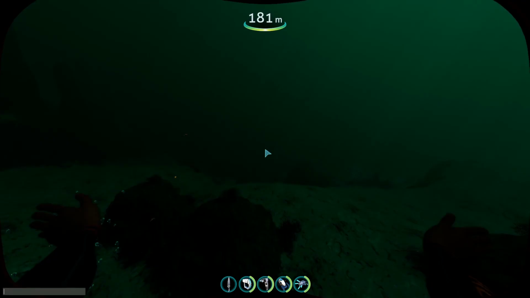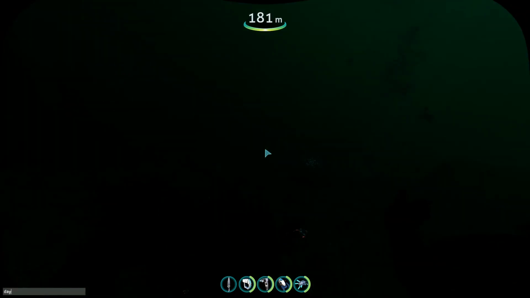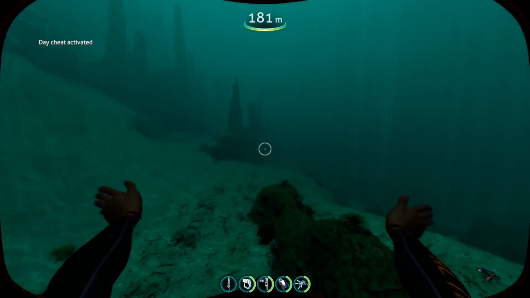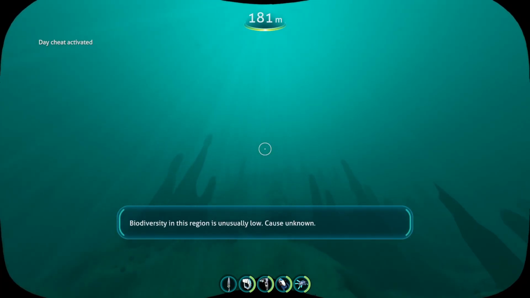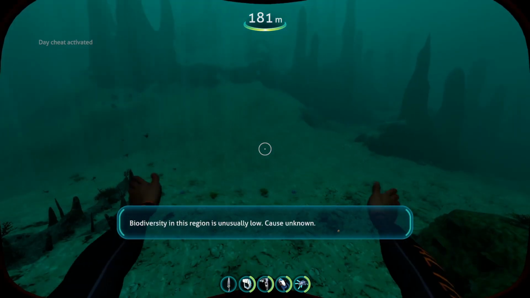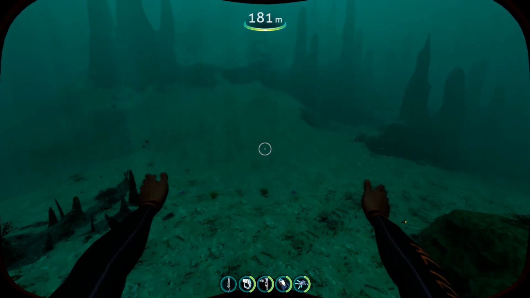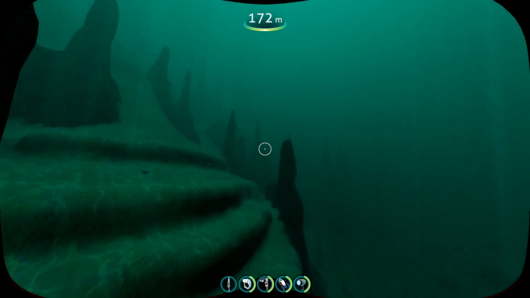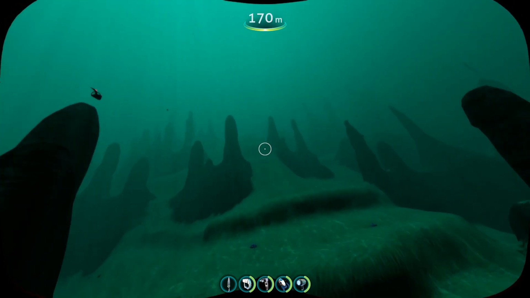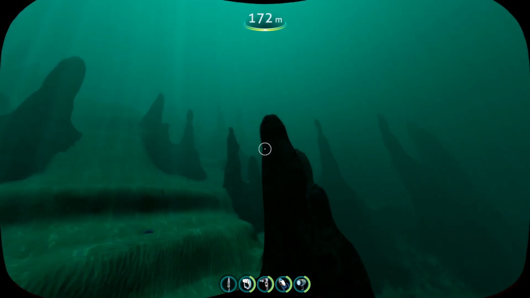And now, I have arrived at the last biome to complete the whole picture, the sparse reef. Here everything is... Diversity in this region is unusually low. Cause unknown. Thank you, well, there it is answered just like that. And she was right, the diversity here is very low.